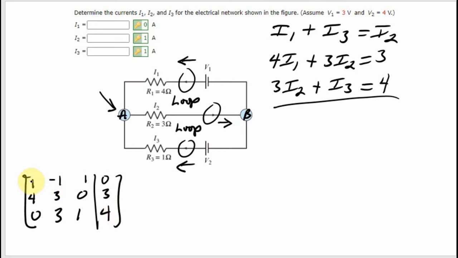So we use A11, which is a 1, to get a 0 below it. So negative 4 times R1 plus R2, so 0 here. 4 plus 3 is 7.